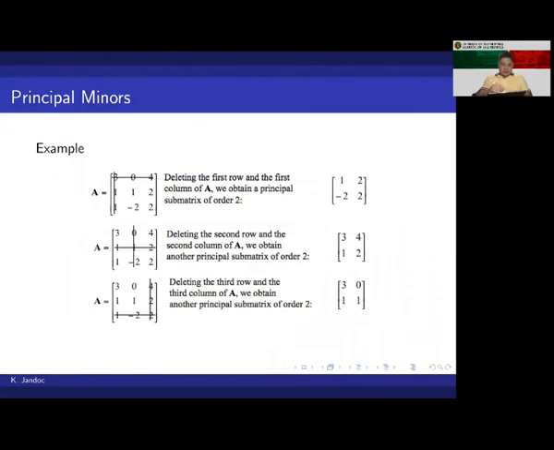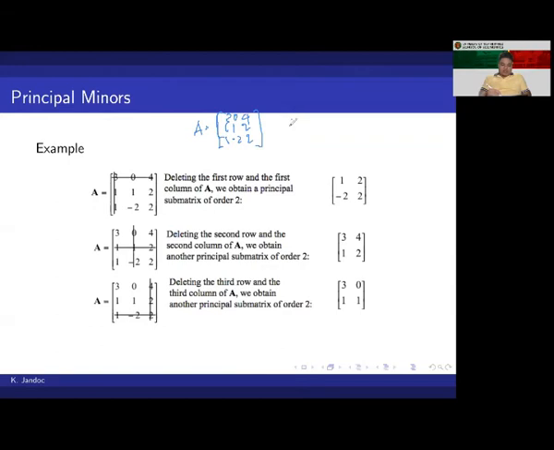So the matrix A in this case is 3, 0, 4, 1, 1, 2, 1, negative 2, 2. Okay, so this is matrix A. Now, how do we get the principal minors of this matrix? First, let's go to the principal minors of order 2. How do you get them? I mean, principal submatrices of order 2.